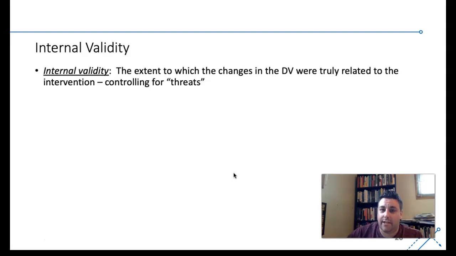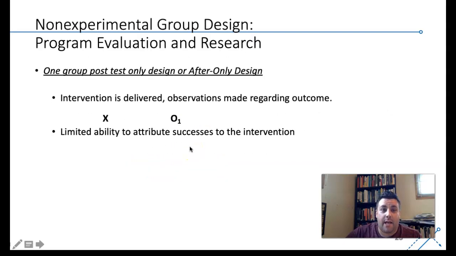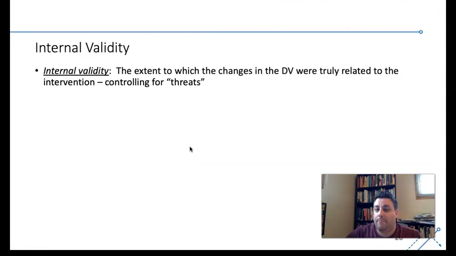So internal validity is the extent to which changes in the dependent variable are truly related to the intervention and not something else. So go back to any one of these designs, like this quasi-experimental group design here. Can we be sure that the change in the dependent variable, which we would be measuring here and measuring here, is due to the intervention, or is it due to something else? And if it's due to something else, is it something we measured or something that we left unmeasured?